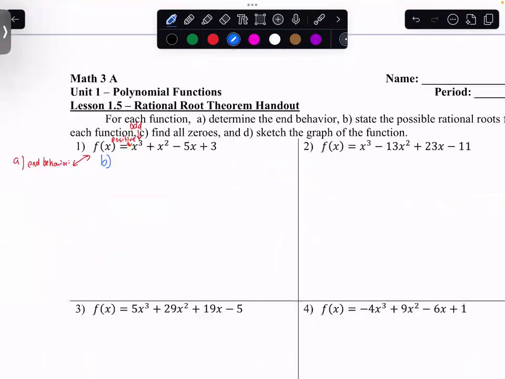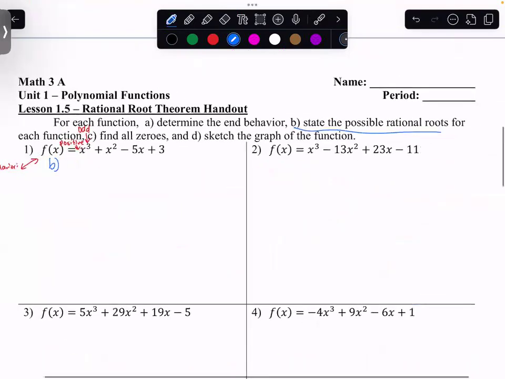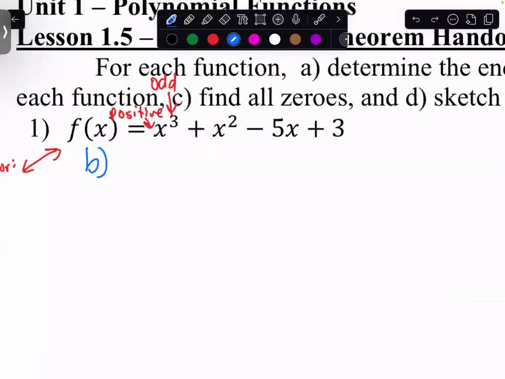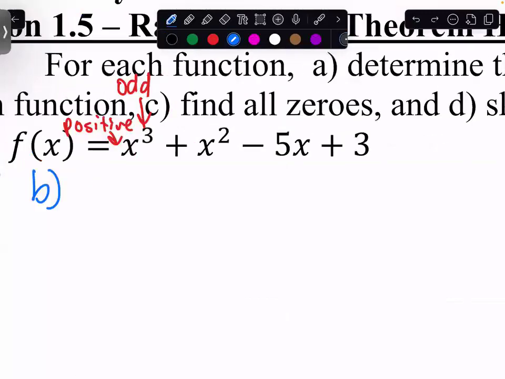Okay, part B, I guess, state the possible rational roots. So that's what we just learned how to do today. So again, this is the P over Q list. P comes from the factors of the constant. So factors of 3, it's plus or minus 1, plus or minus 3. Q, factors of the leading coefficient, which for this problem is positive 1. Plus or minus 1 is the only set of options.